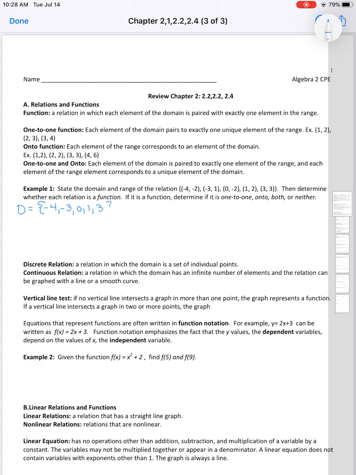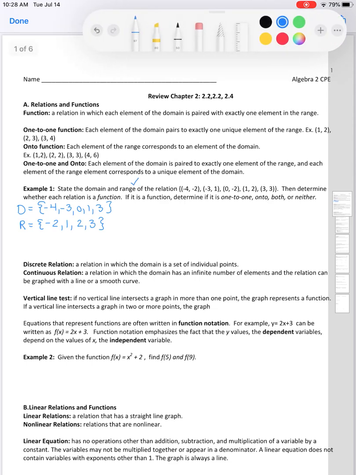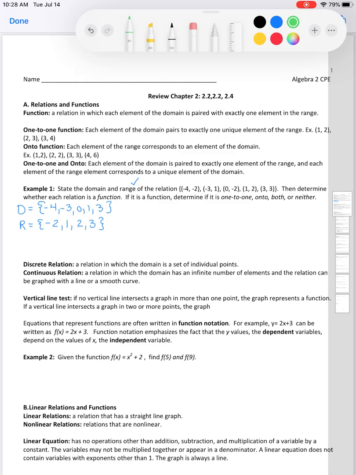So domain, those are your x values. So D is equal to, we've got -4, -3, 0, 1, and 3. The range, those are your y values. So that's -2, 1, 2, and 3. And again, we do not repeat values, so don't write -2 twice. You just write them once. So we're going to state the domain and the range.